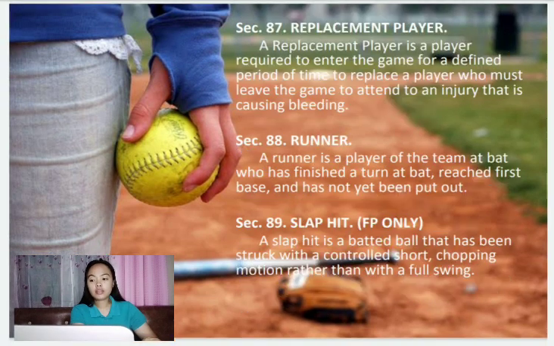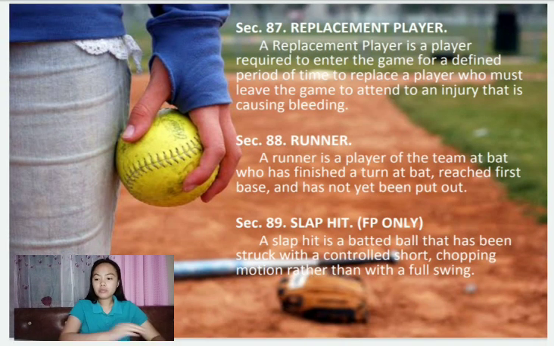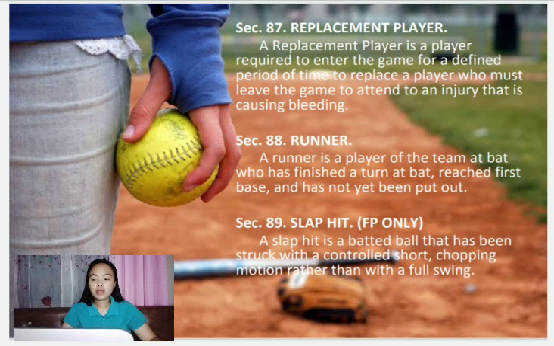Next is section 87, the replacement player. A replacement player is a player required to enter the game for a defined period of time to replace a player who must leave the game as a result of an injury. So, kapag yung kasama mo is may injury, ikaw i-replace doon sa player na yun.